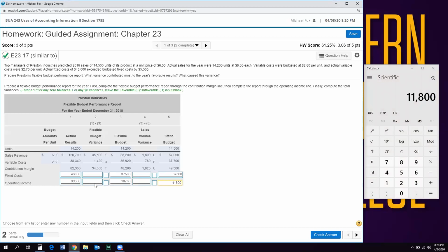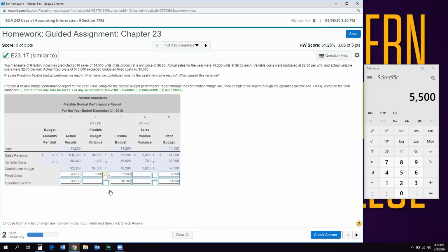All right, so now we're ready to do our variances. Again, the same way, we just subtract the one on the right from the one on the left. So 43,000 minus 37,500. And then we report the absolute value. So that is a $5,500 difference. So in this case, if our costs are higher, that's unfavorable.